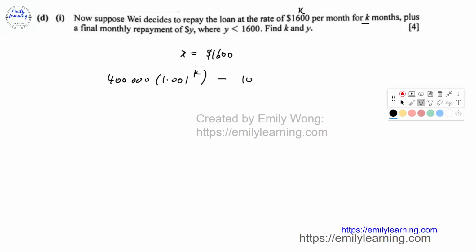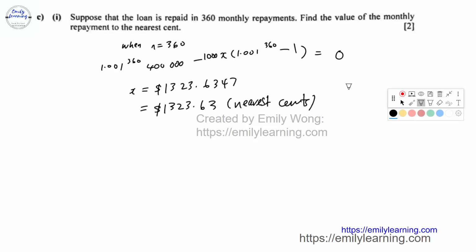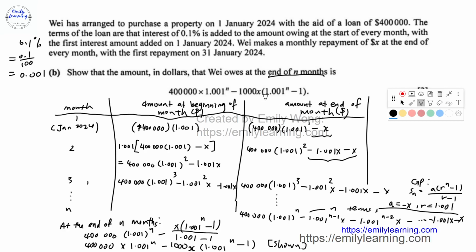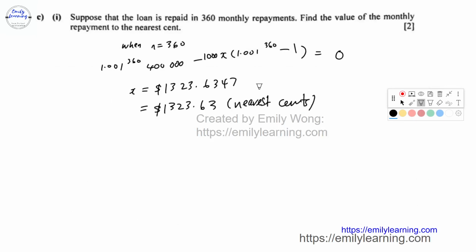Okay, minus 1,000 X, 1.001 to the power of K minus 1, right? This is the amount that he owes at the end of n months. So now if I change from n months to K months, I just change the n to K. And the question also tells me that X is 1,600. So I replace the X by 1,600.